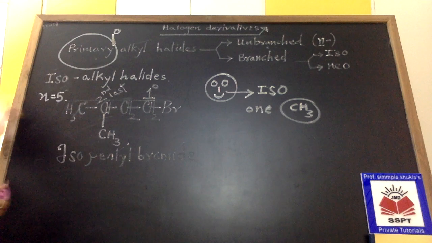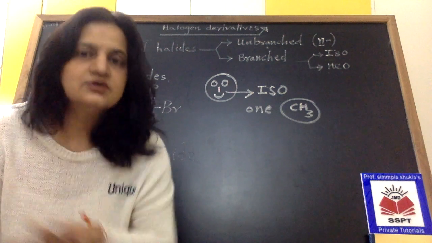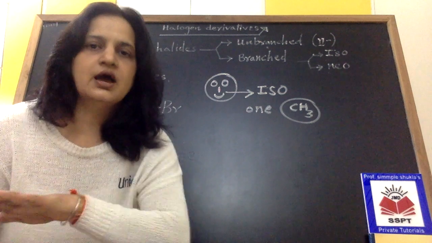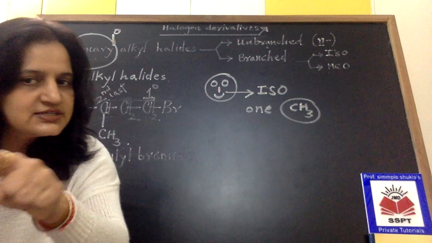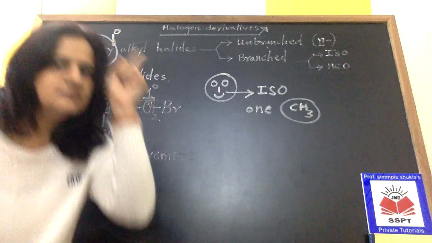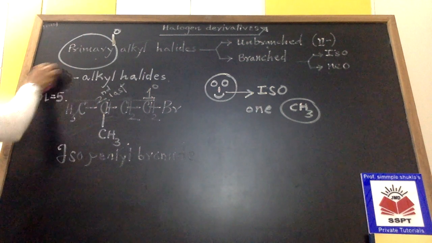So these are isoalkyl halides. Once again I am repeating. N means no branch, normal, unbranched alkyl halide. Iso means one umbrella branch on the second last carbon from the functional group. Now I am going to neo.